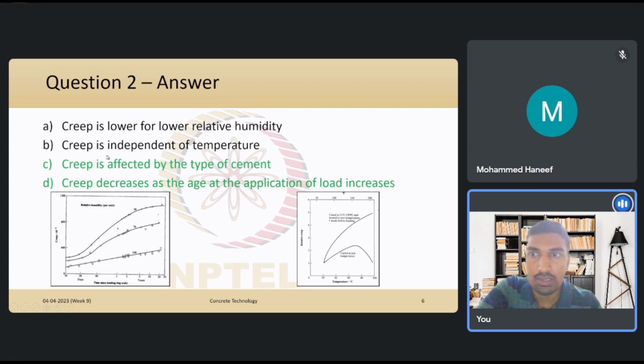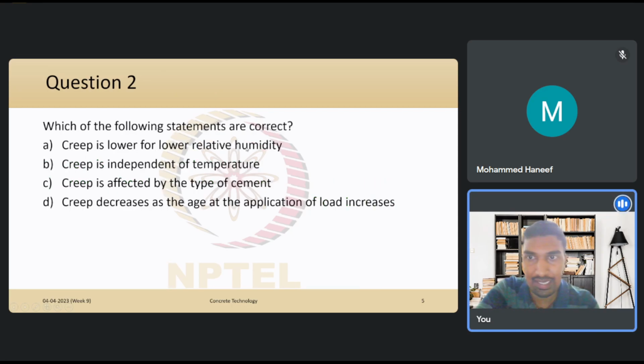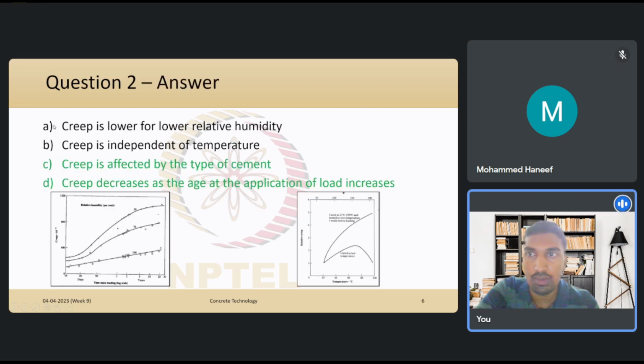So the right options are both C and D, right? So C is correct, but A is not correct. D is correct. Okay, so the question is, which of these are correct statements? Let's look at each of these. So creep is lower for lower relative humidity, right?